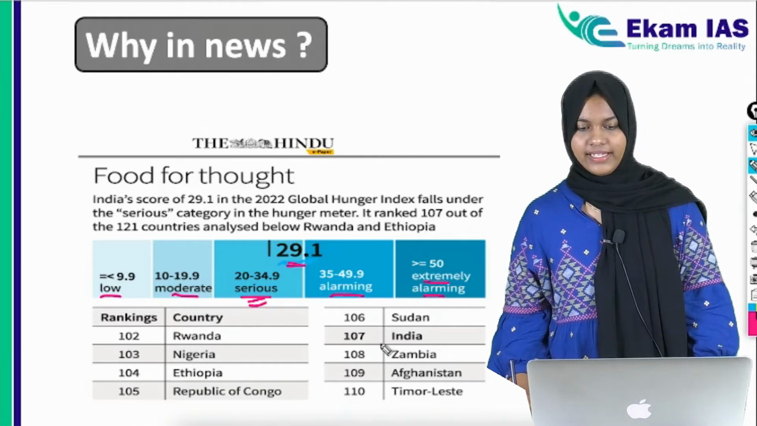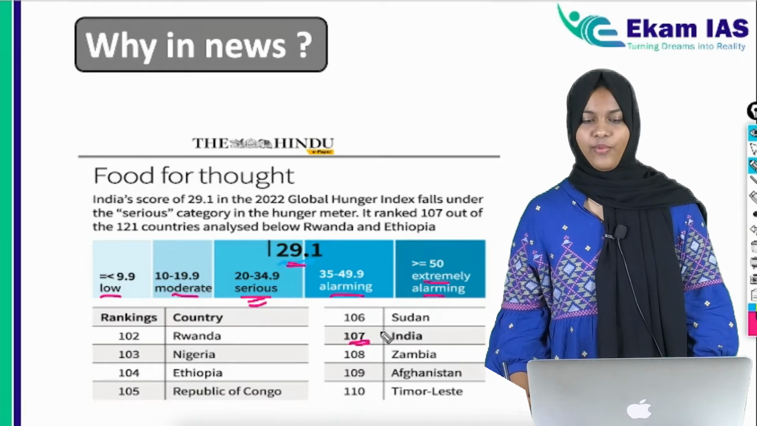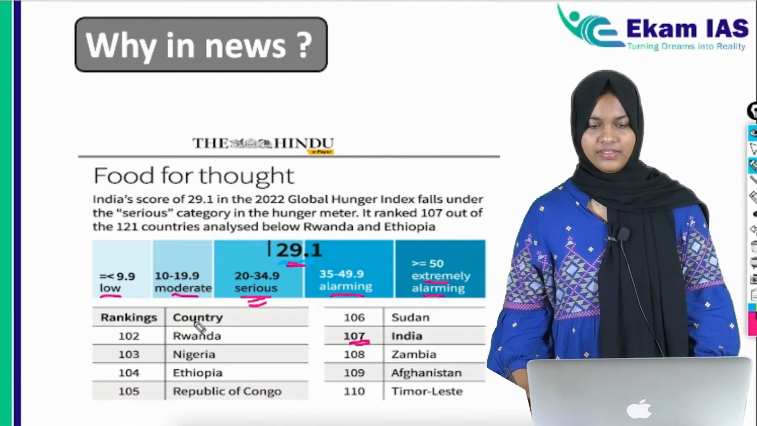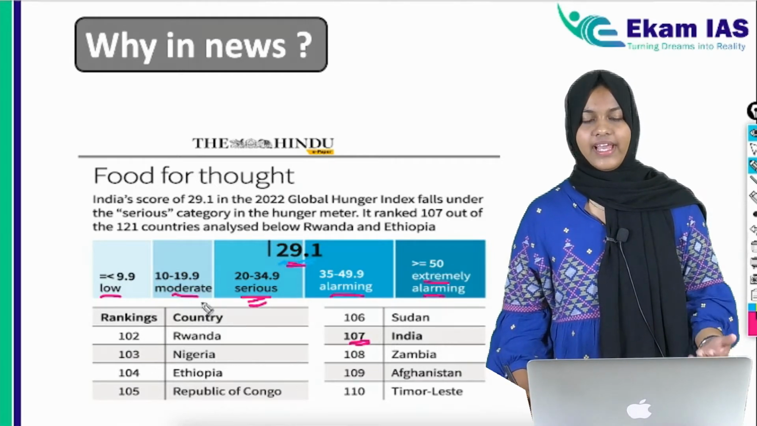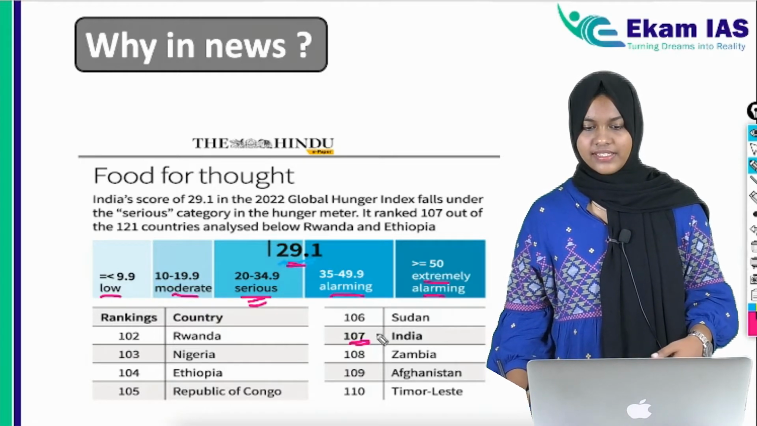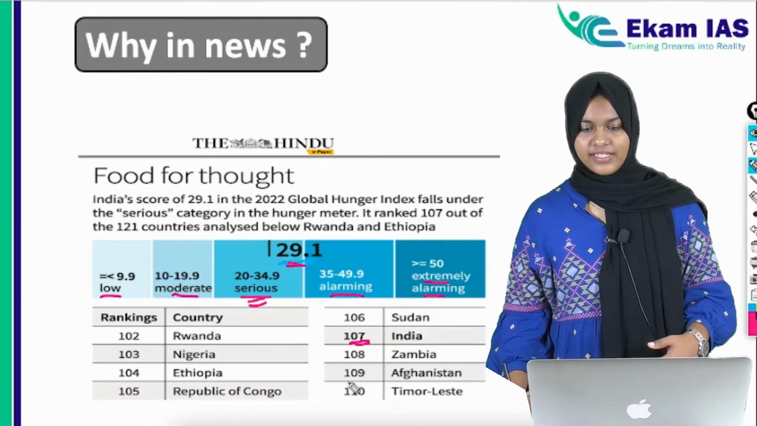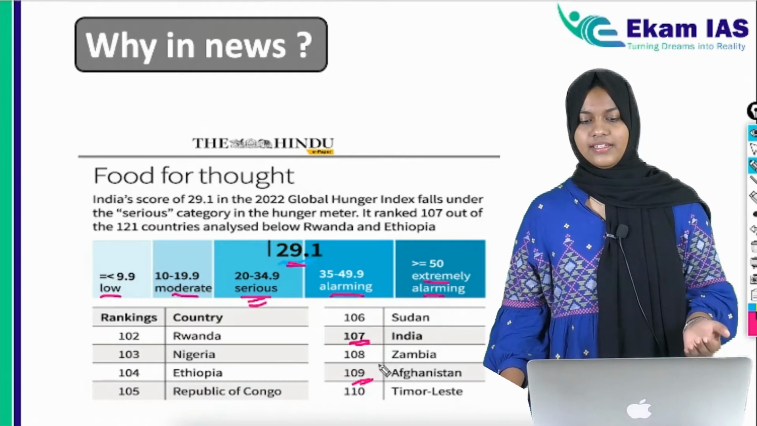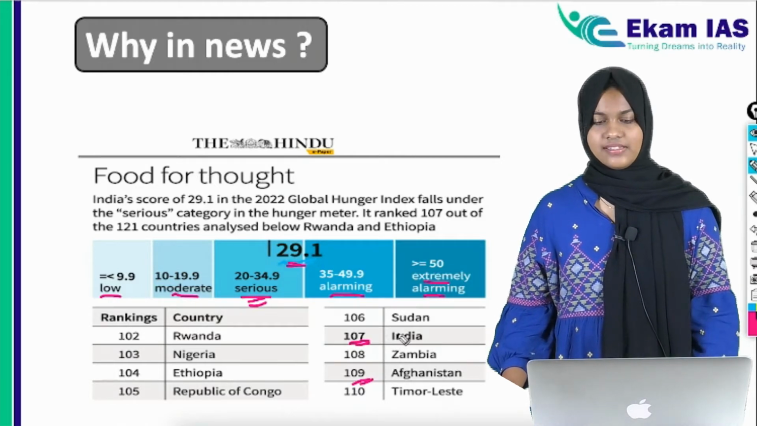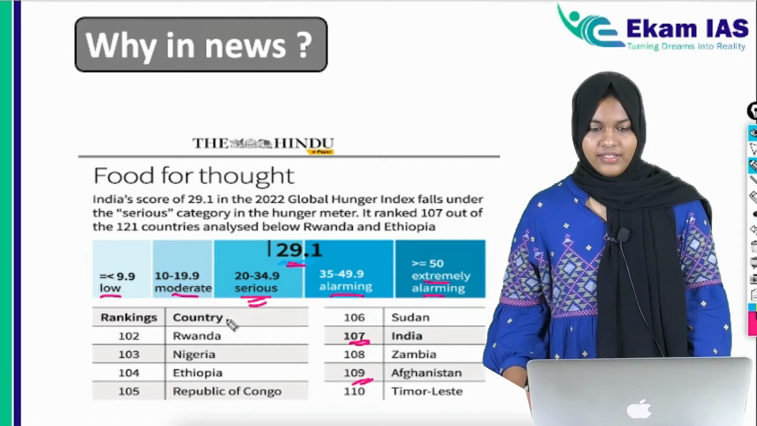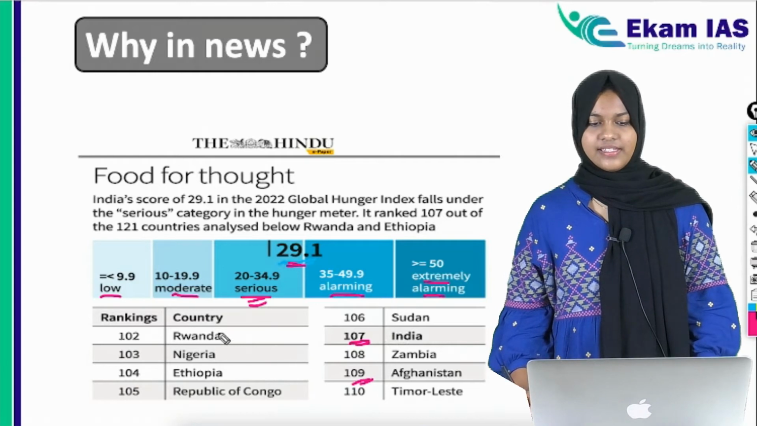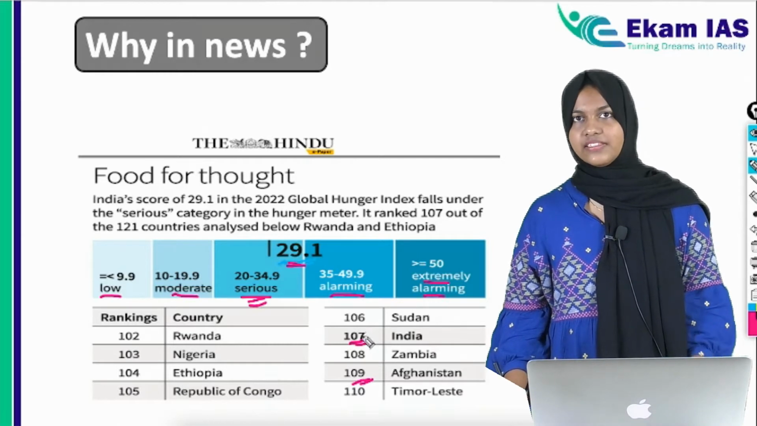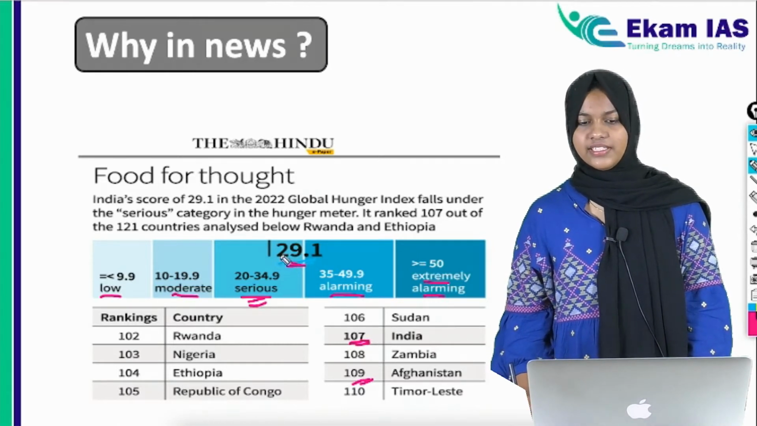And if we look at the ranking, as we have already said, India has secured 107 out of 121 countries. These are some of the African countries. India has secured a rank below some of the African countries, and if we look down, there is Afghanistan ranking 109. So only Afghanistan is below India when we consider South Asian countries, okay? And India is far below other African countries such as Rwanda, Nigeria, Ethiopia, Republic of Congo, Sudan. So we have ranked 107 and this is the score out of 100 we have secured.